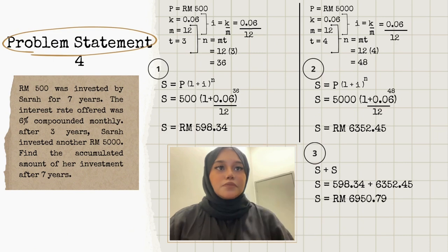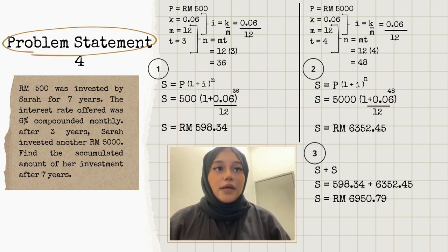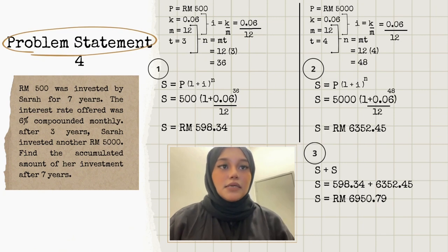We have 3 calculations, and for the first calculation we use the formula S equal to P open bracket 1 plus I close bracket to the power of N, and we get S equal to 500 open bracket 1 plus 0.06 over 12 close bracket, and we get the answer for S equal to RM598.34. And we move to the next solution for calculation 2.